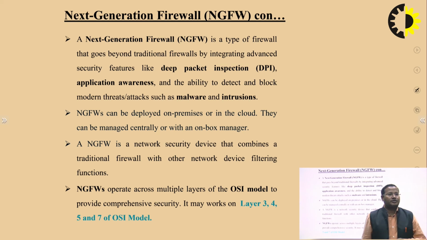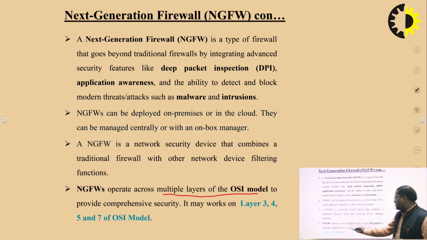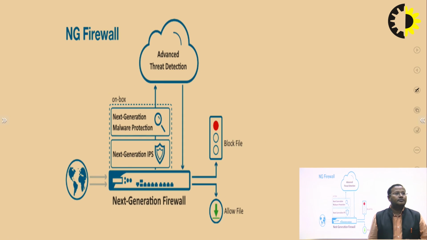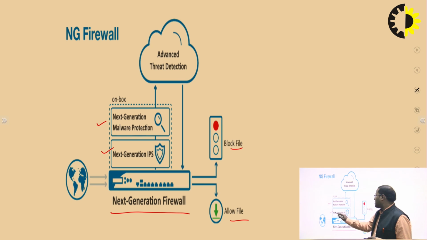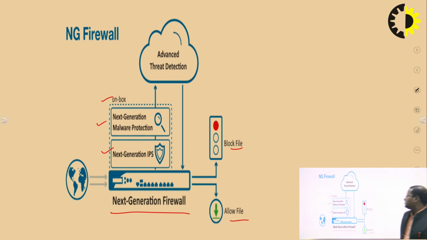An NGFW is a network security device that combines a traditional firewall with other network device filtering functions. NGFWs operate across multiple layers of the OSI model to provide comprehensive security. It may work on layers 3, 4, 5, and 7 of the OSI model. This is the next generation firewall: block file, allow file, next generation malware protection, next generation IPS. So this is the working of the next generation firewall.